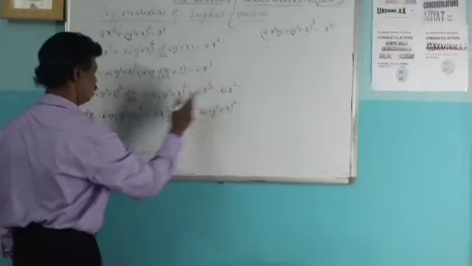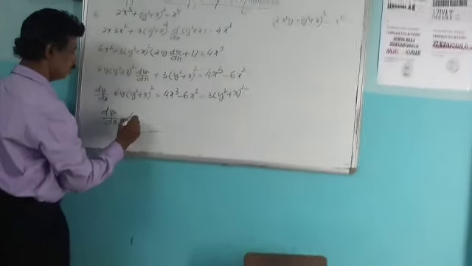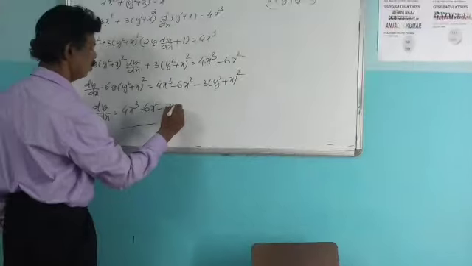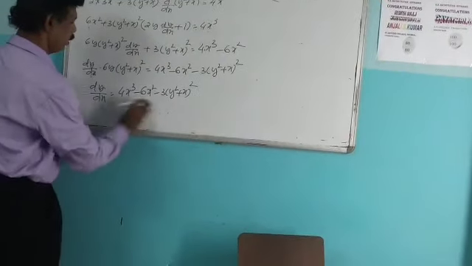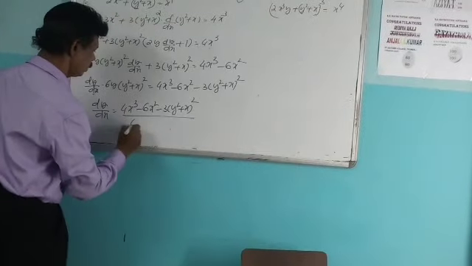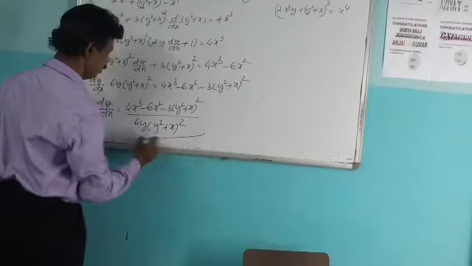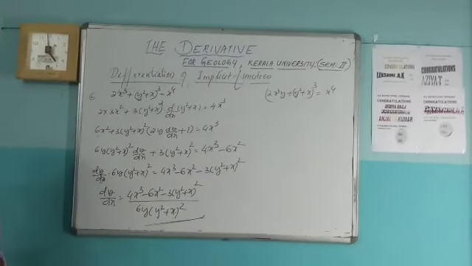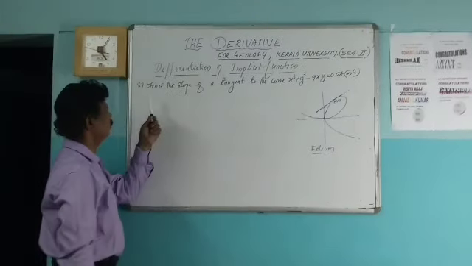This comes from this side. Then the final result, dy by dx, is equal to 4x cube minus 6x square minus 3 into (y square plus x) the whole square, whole divided by 6y into (y square plus x) all square. Okay, that is dy by dx. Okay, pass the next question.